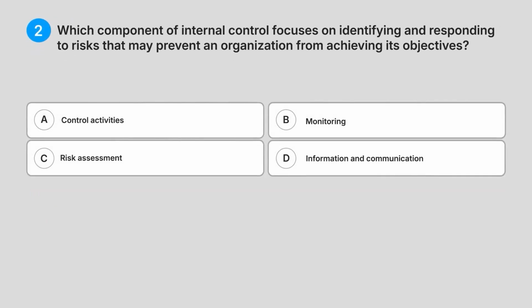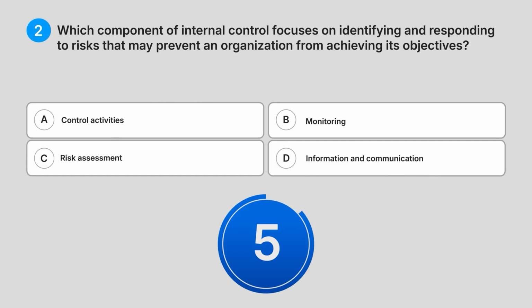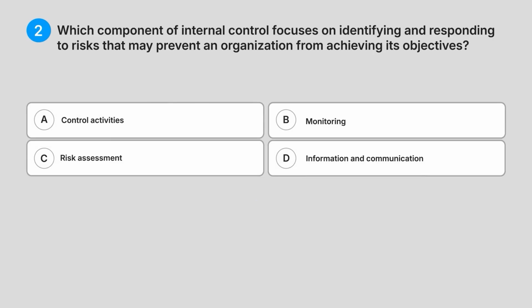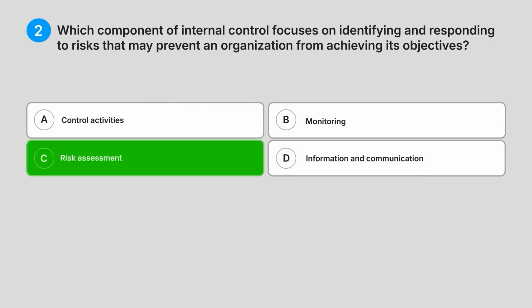2. Which component of internal control focuses on identifying and responding to risks that may prevent an organisation from achieving its objectives? A. Control activities. B. Monitoring. C. Risk assessment. D. Information and communication. Do you know the answer? Correct answer: C. Risk assessment.